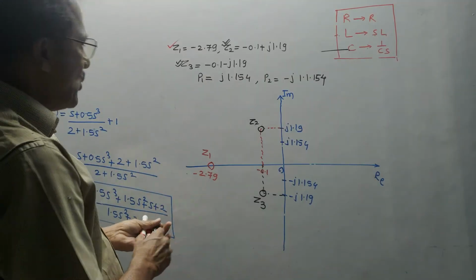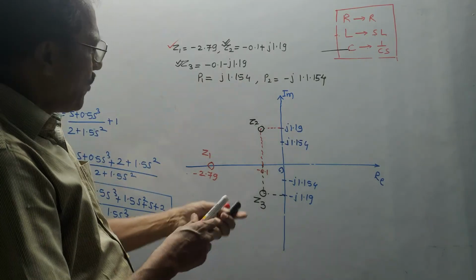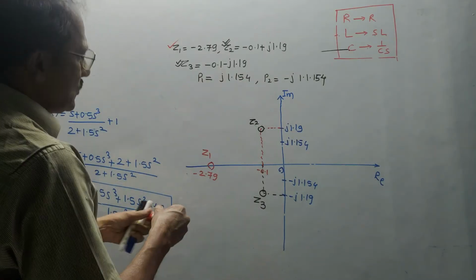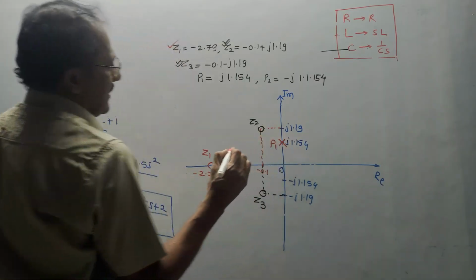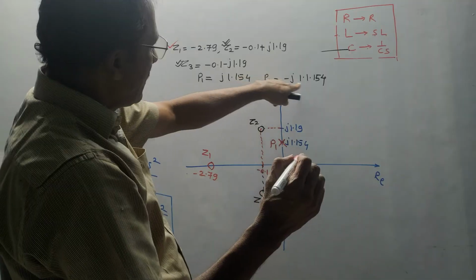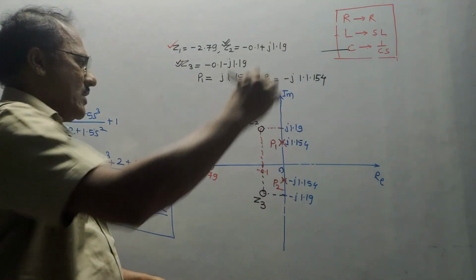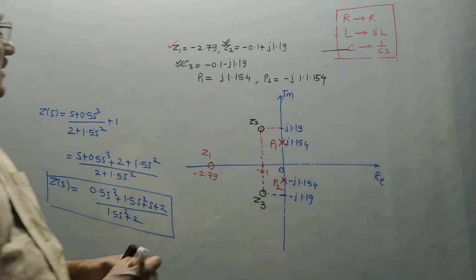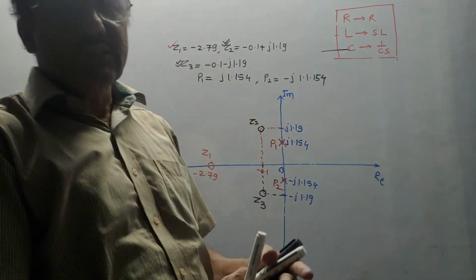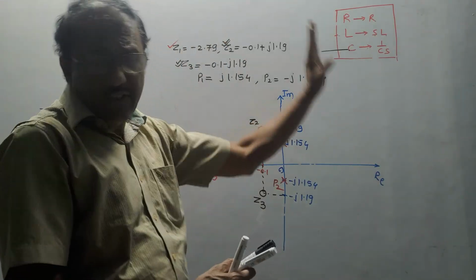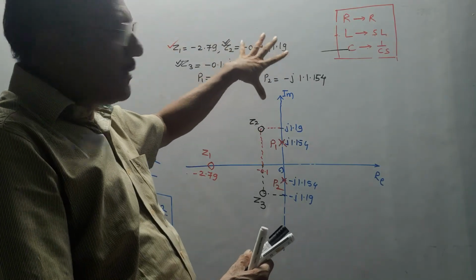Now, about the poles. First pole is at J 1.154. Poles are denoted by the notation cross. So the first pole is like this. This is the first pole P1. Second pole is minus J 1.154. So the second pole is here, that is P2. So this is the diagram which shows the plot of poles and zeros. So dear students, I have covered the different types of variations which can be asked about the pole zero diagram.